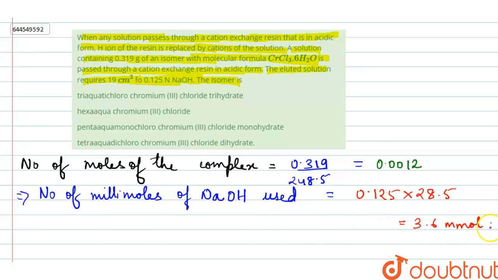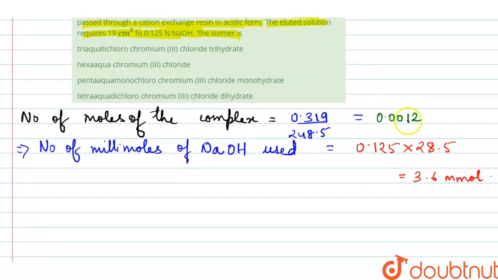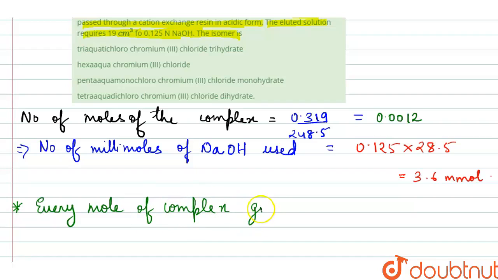So we got here our both the equation. So from this we will get that here it is 0.0012 and here it is 3.6 millimoles. That means we will mention the statement here. Every mole of the complex gives 3 moles of acid. That is, each mole of a complex gives 3 moles of the acid.